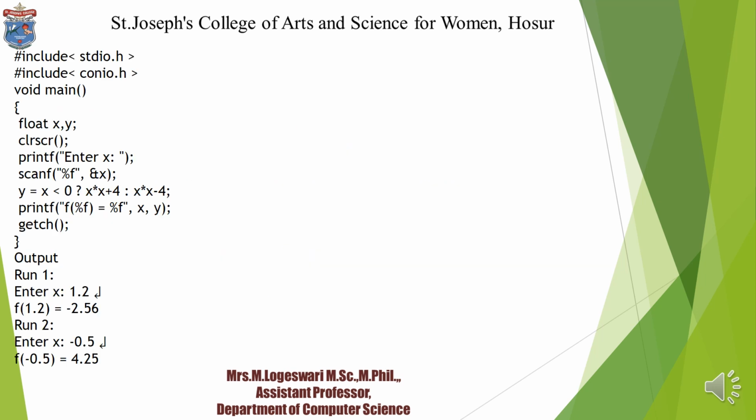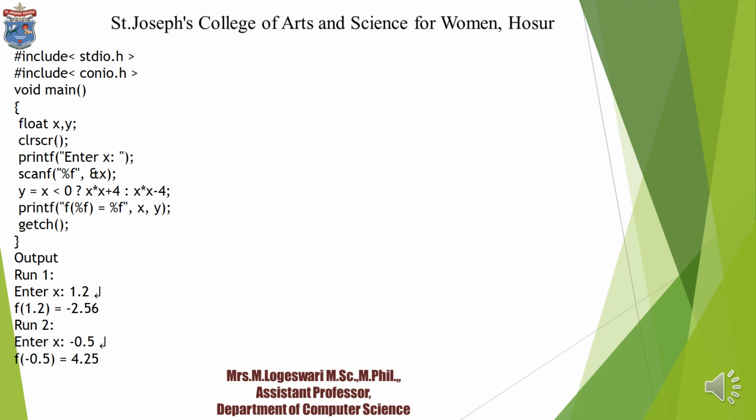This is an example for the conditional operator. First, you should include the header files. After that, in the main function, two variables x and y are declared. The first printf statement prints "enter the x". Next, scanf gets the x value from the user. Next, the conditional operator is applied: y equal to the condition x less than 0, the true section is x square plus 4, and the false section is x square minus 4.